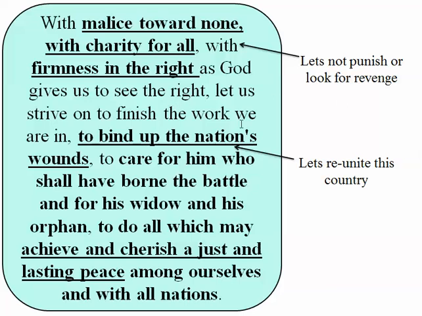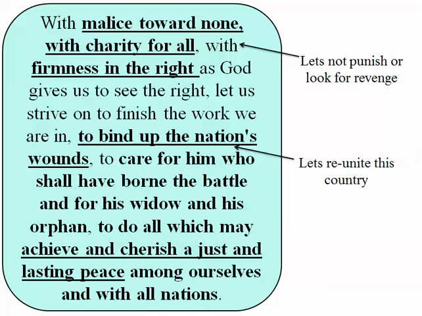Let us strive on to finish the work we are in. To bind up the nation's wounds. In other words, to care for one another. To reunite the country and heal together. To care for him who shall have borne the battle, and for his widow and his orphan, to do all which may achieve and cherish a just and lasting peace among ourselves and with all nations.